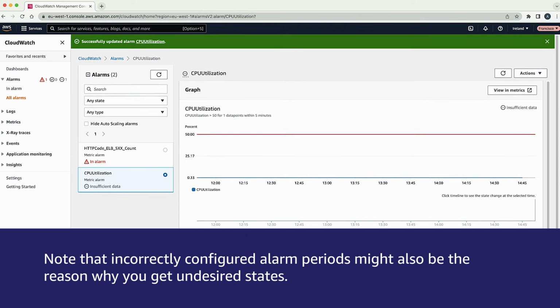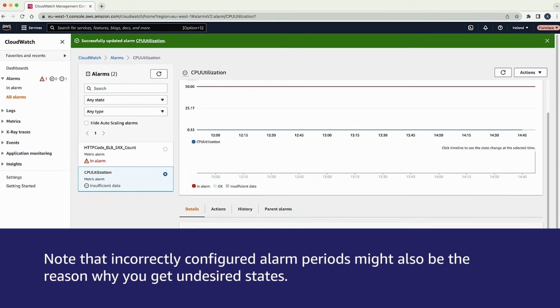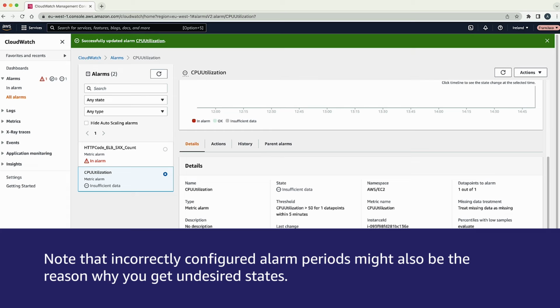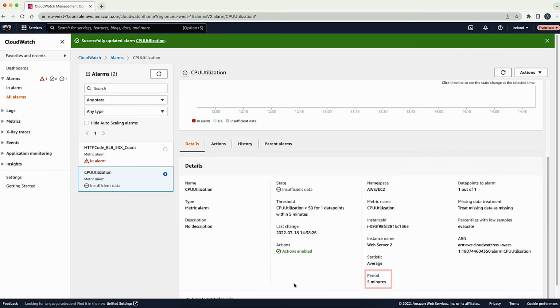Note that incorrectly configured alarm periods might also be the reason why you get undesired states. Check the period when the data points of the metric are pushed, and make sure that it's equal to or shorter than the alarm's period that you specified.